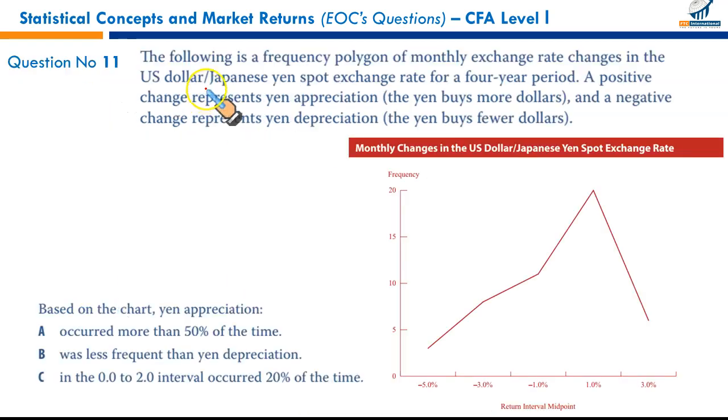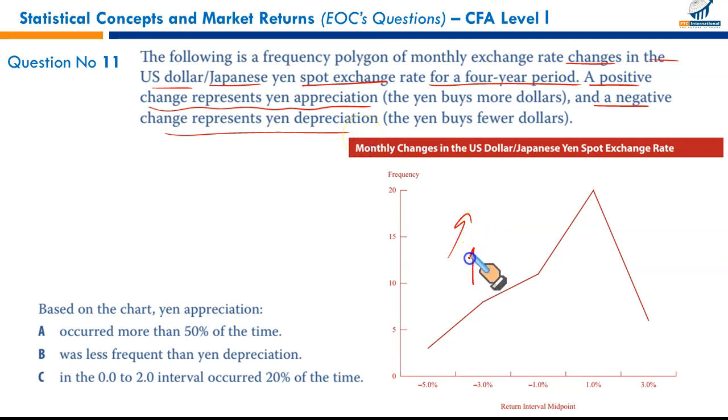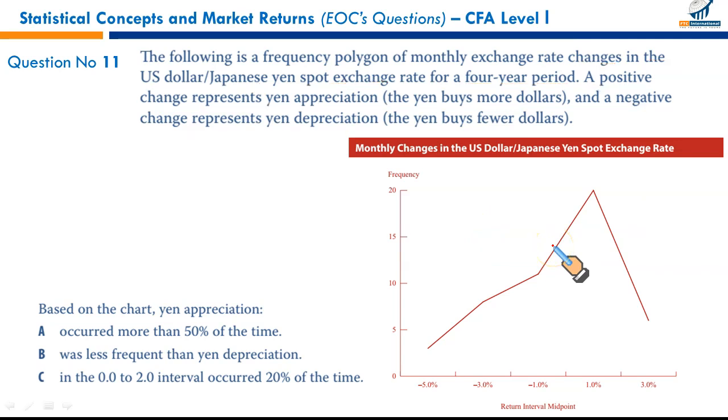11th. The following is the frequency polygon of monthly exchange rate changes in the US dollar to Japanese yen spot exchange for the 4 year period. A positive change represents yen appreciation. Upward means yen appreciation. And the negative change represents yen depreciation. So there we have the appreciation, depreciation. Based on the chart, yen appreciation occurred. We do not have the exact tabulated data, so we just have to use our intuitions to get the correct option.